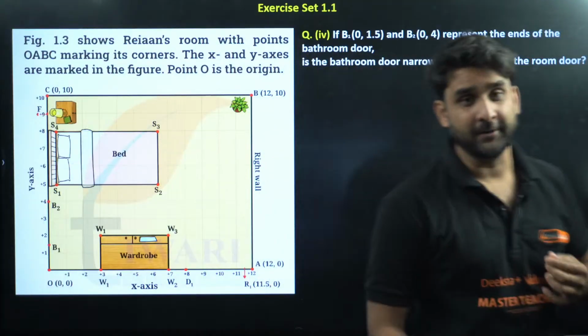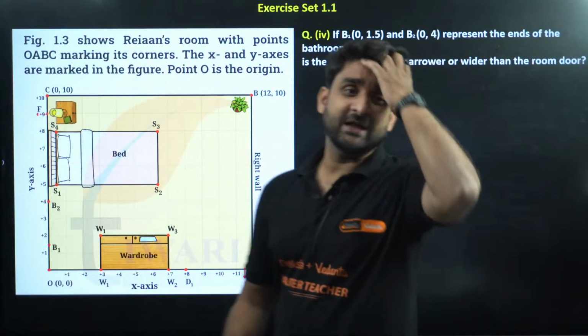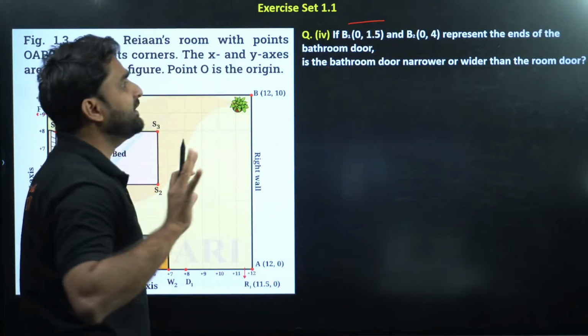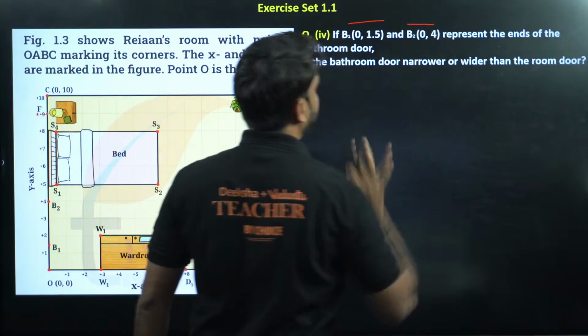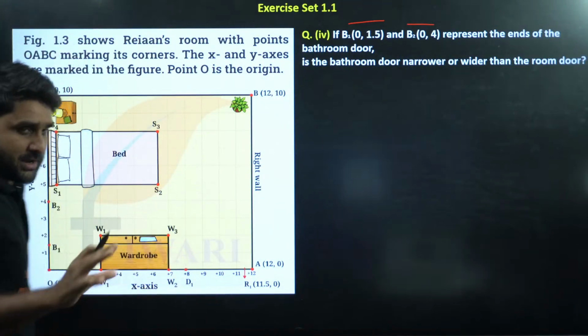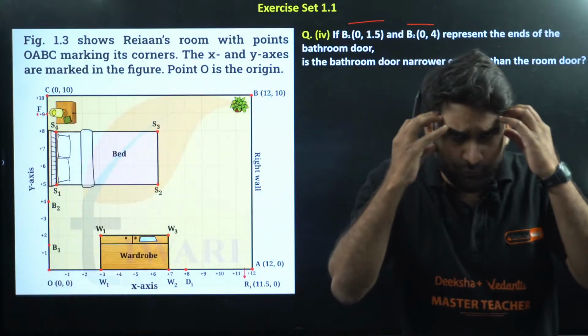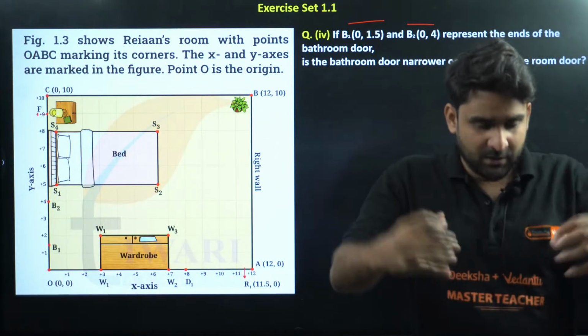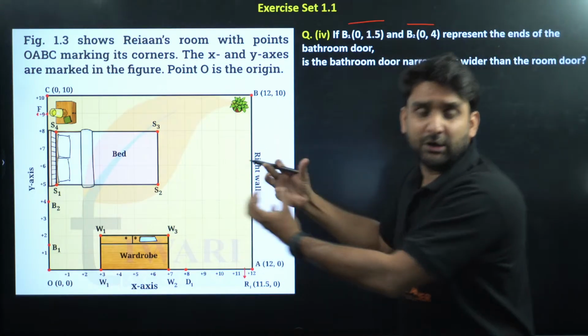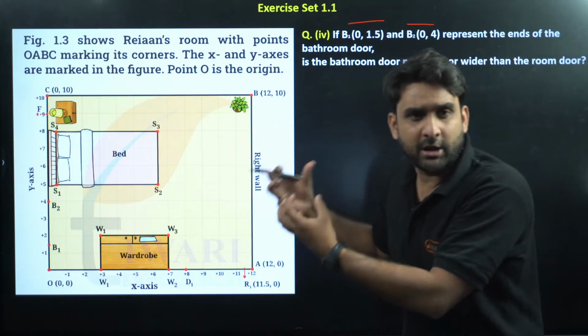Question number 4. Question number 4 says that the coordinate of B1 is already given and the coordinate of B is also given here, and it represents the end of the bathroom door. Now, please improve your visualization skill. Come on. Please improve your visualization. Visualize the diagram. Look at the diagram deeply.